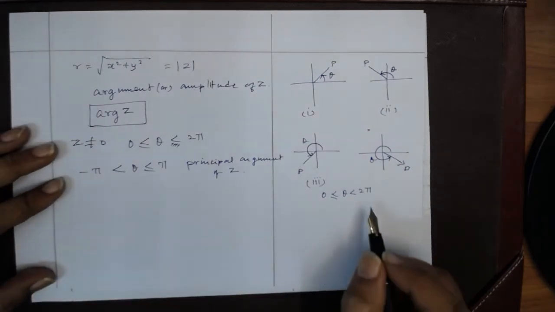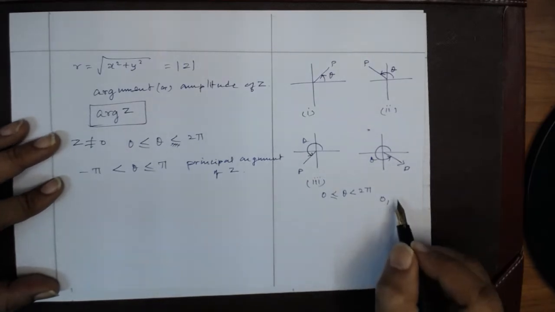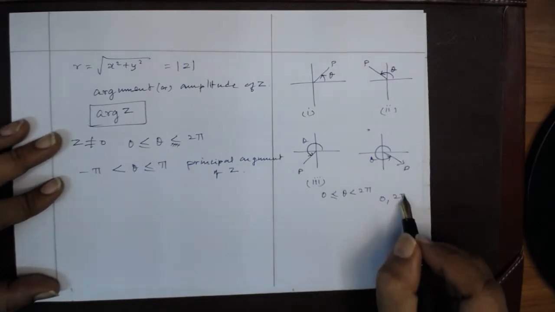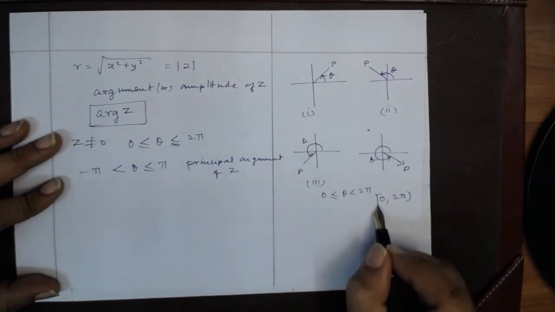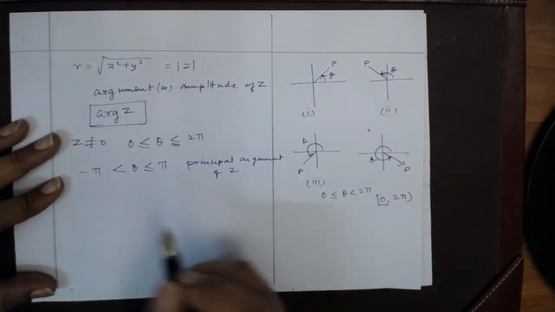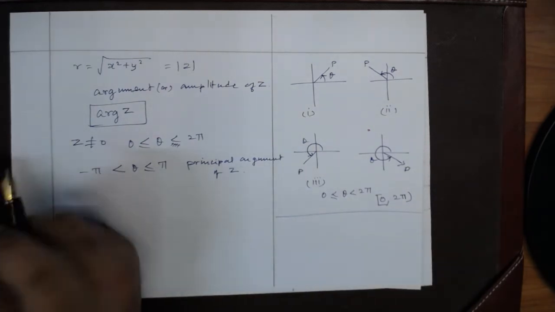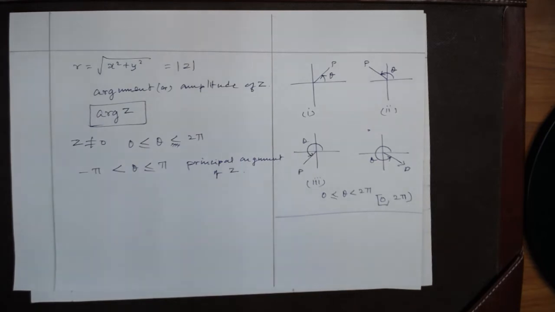So what about the interval here? How to represent by interval? 0, 2 pi. This is open, this is closed. Do you understand? So these are the complete set. So these angles are lying between 0 and 2 pi. Do you understand this?